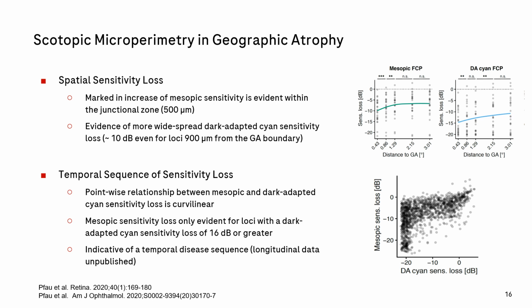But when you come to dark adapted cyan sensitivity loss for rod dysfunction, it's much more severe, and also the increase as you go further away from the GA lesion is much slower or protracted.